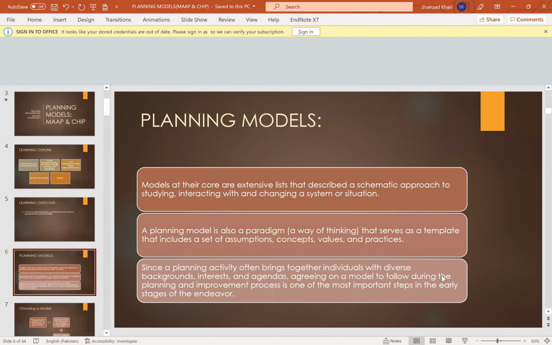Planning models. Models at their core are extensive lists that describe a schematic approach to studying, interacting with, and changing a system or situation. A planning model is also a paradigm, a way of thinking that serves as a template that includes a set of assumptions, concepts, values, and practices. Since a planning activity often brings together individuals with diverse backgrounds, interests, and agendas, agreeing on a model to follow during the planning and improvement process is one of the most important steps in the early stages of an endeavor.